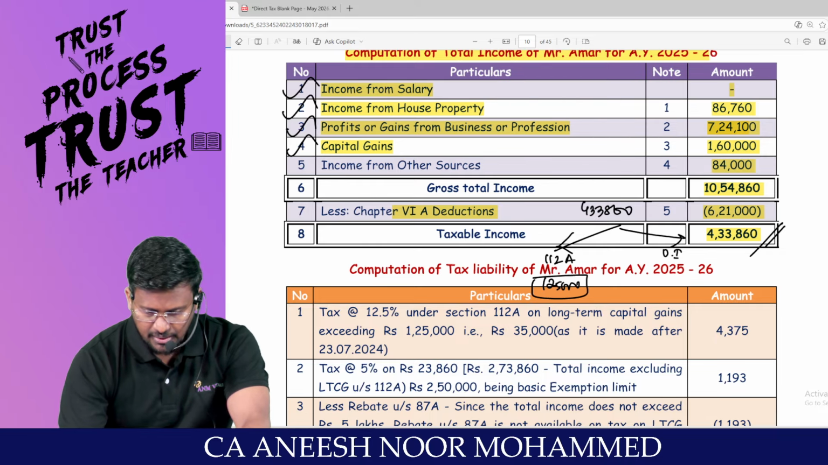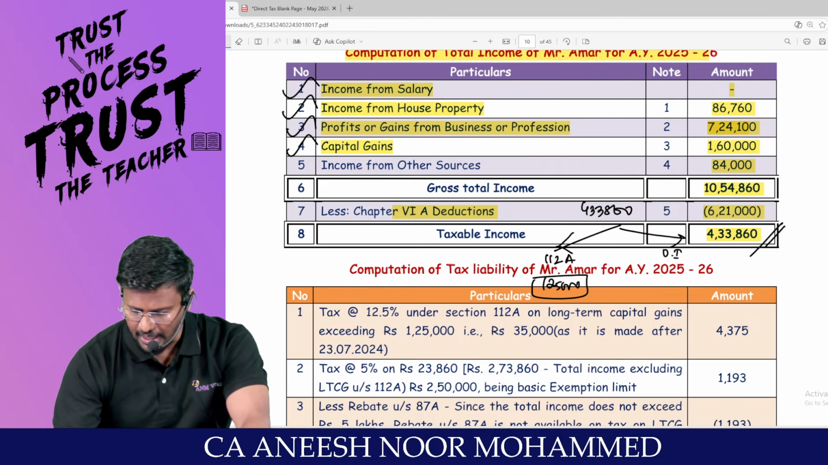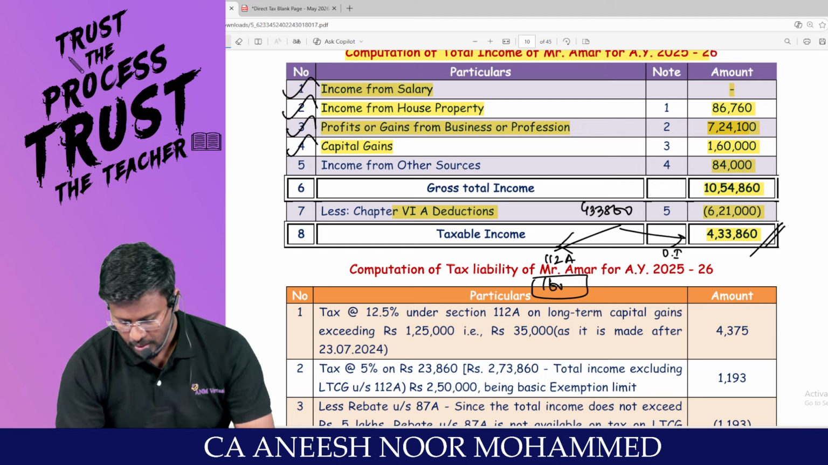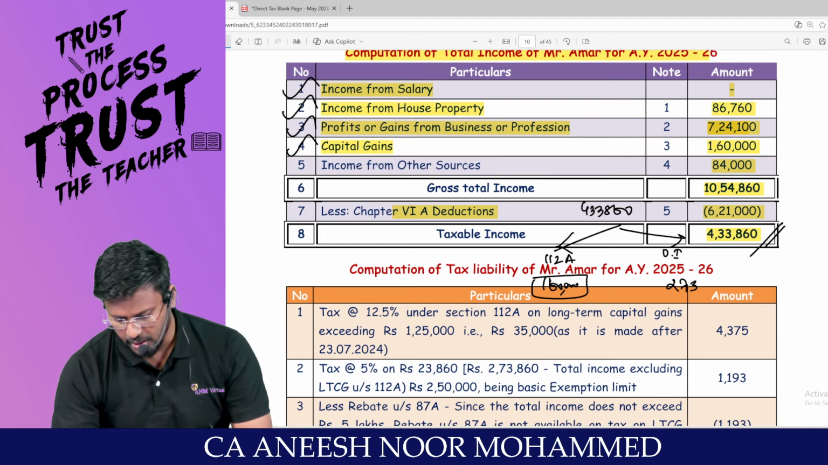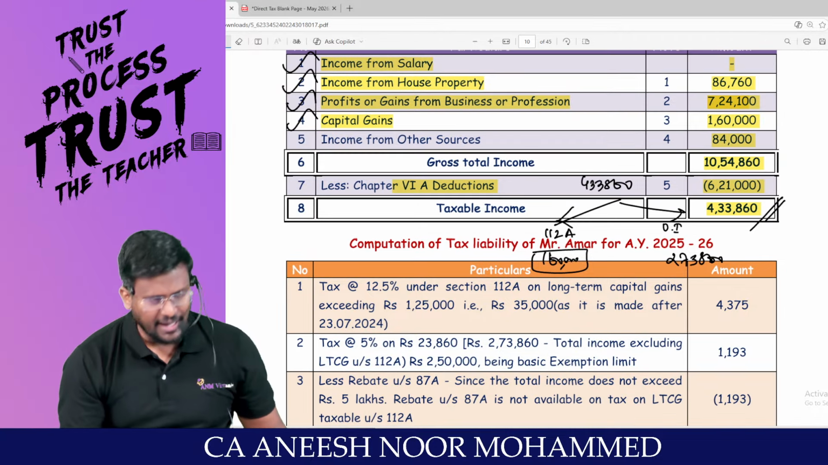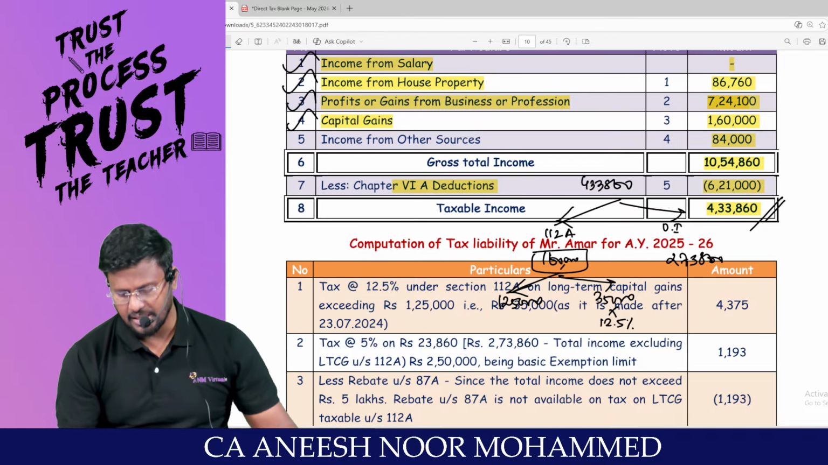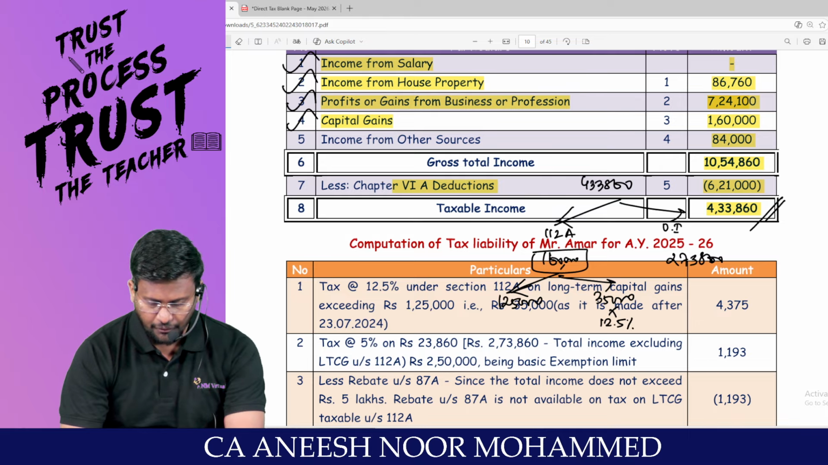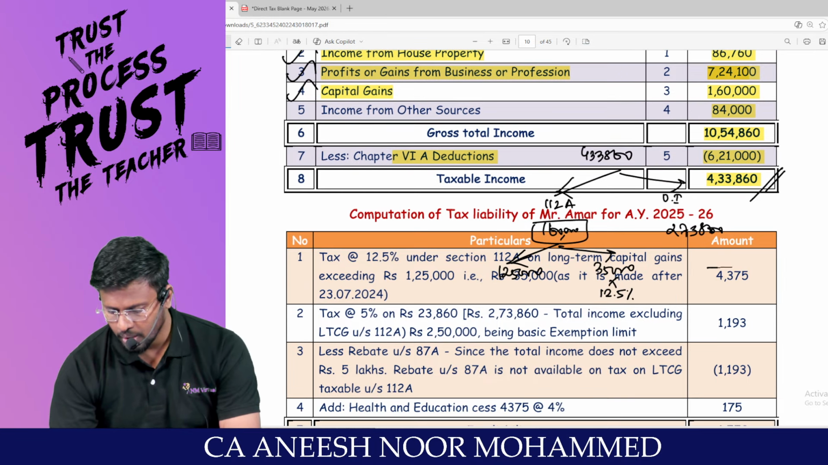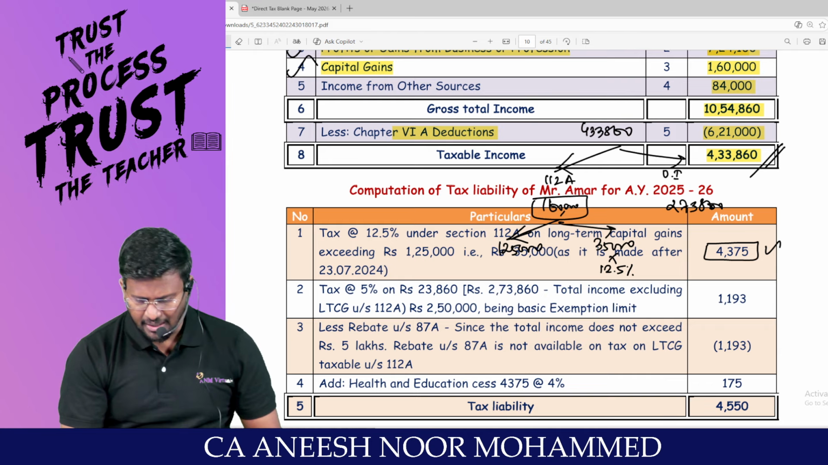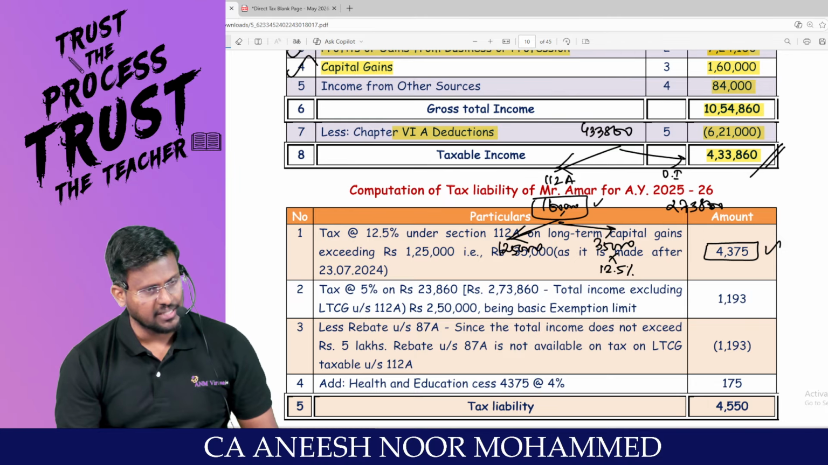4,33,860 minus what is the capital gain? 1,60,000. Am I right? Not 1,25,000. 1,60,000 comes to 2,73,860. This 1,60,000 should be bifurcated again into two categories, 1,25,000 and 35,000. This 35,000 will be taxed at the rate of 12.5%. So 35,000 into 12.5% comes to 4,375. That's how this 4,375 came. Now, my dear lovable students, that's it. 1,60,000 has been taxed.